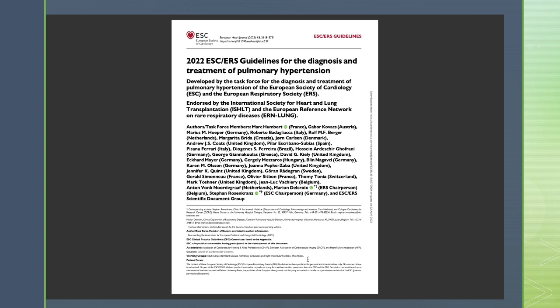Now this is the guidelines that I've referred to. These are 2022 guidelines, so the latest guidelines, and these are joint recommendations by the European Society of Cardiology and the European Respiratory Society. So these are very helpful and they try to break down this very complex topic into much simplification.